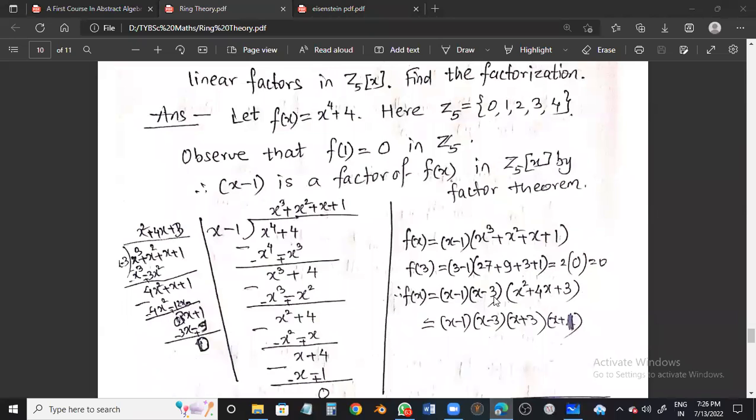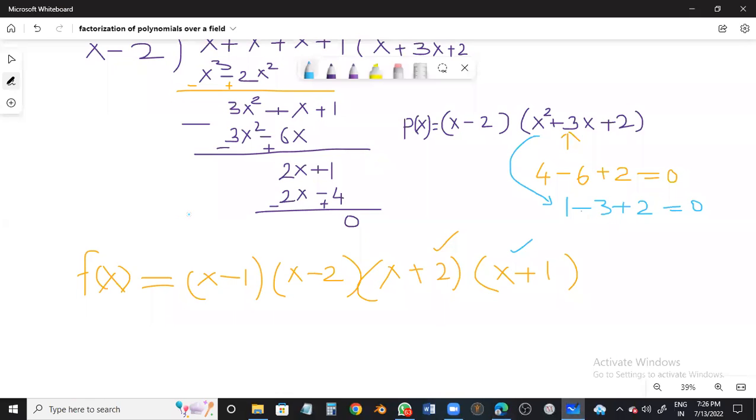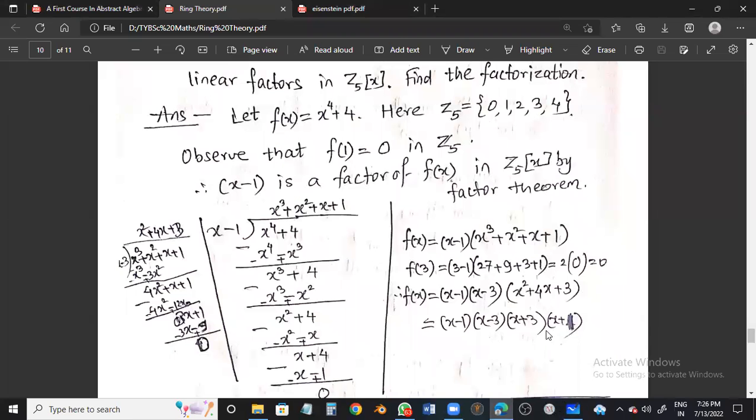I said x equal to 3. So 3 cube is 27. 3 square is 9 plus 3 plus 1. So 27 plus 3, I got 30, plus this 10. Again, I got a 0. Twice 0 is 0. So I think I'm right over here. x minus 3 has to be a factor. Have we got it anywhere? No. So we have got two different kinds of factorizations.